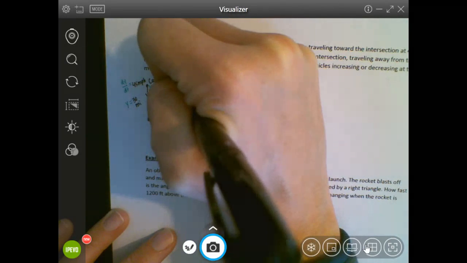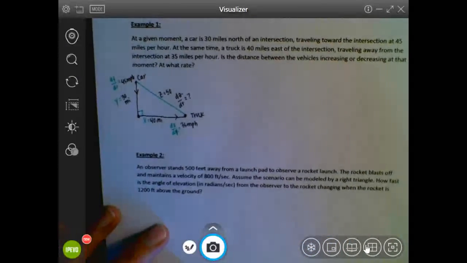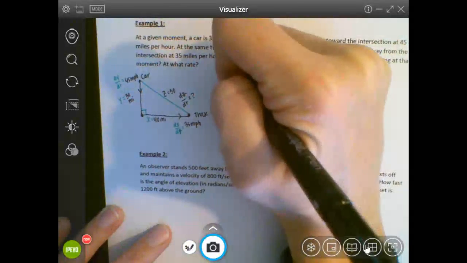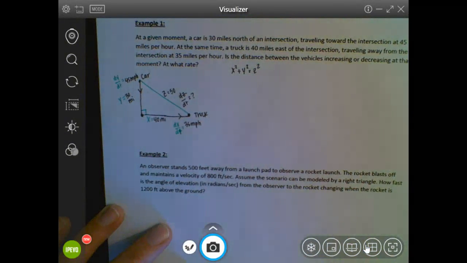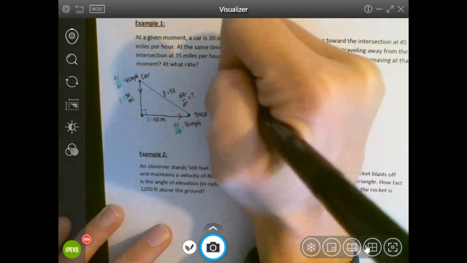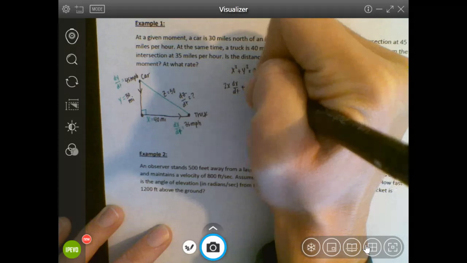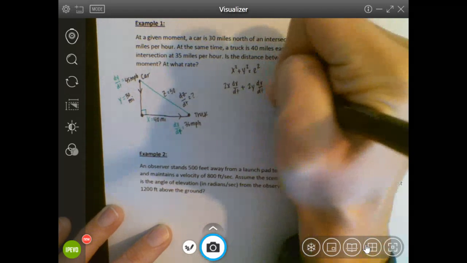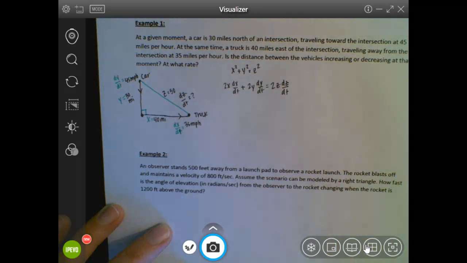And we want to know, well, what is this rate of change? What is dz/dt? So setting up our x squared plus y squared is equal to z squared. Again, since this is modeled by a right triangle, we can set up this Pythagorean theorem and then take the derivative: 2x dx/dt plus 2y dy/dt is going to be equal to 2z dz/dt. And we can fill in what we know.